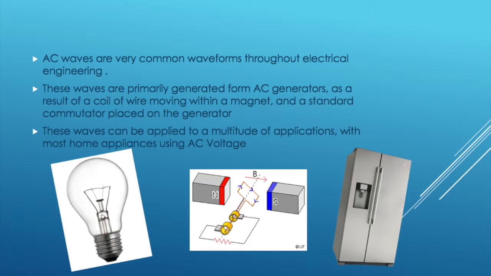AC waveforms are very useful within the household and are used primarily by most large appliances such as fridges, ovens, that sort of thing.